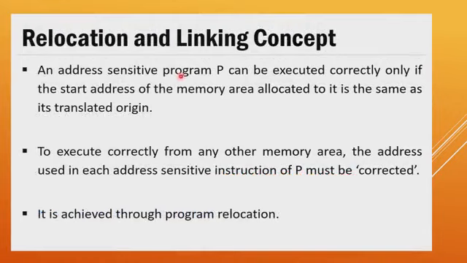Now an address sensitive program P can be executed correctly only if the start address of the memory area allocated to it is the same as its translated origin. If its translated origin and the start address of the memory area of the address sensitive program are the same, then it is executed correctly. So to execute correctly from any other memory area, the address used in each address sensitive instruction of P must be corrected, and this is achieved through program relocation.